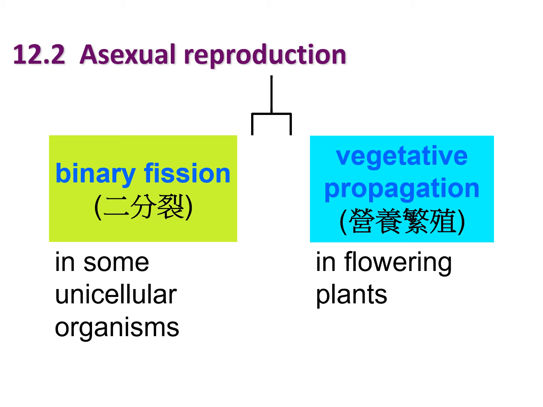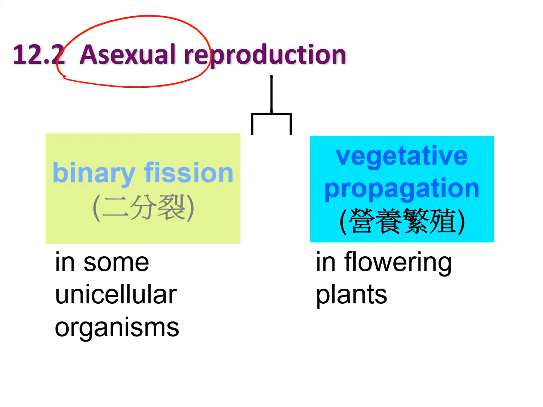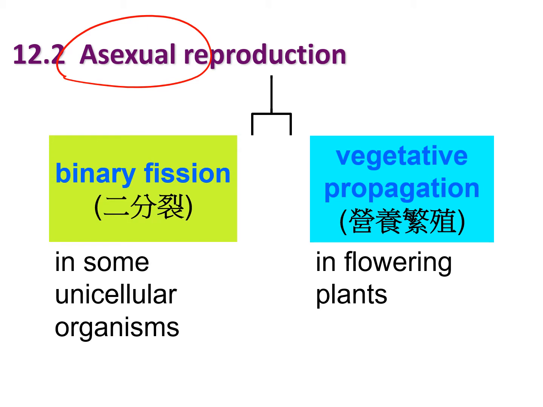Previously, the flower that we have been talking about uses sexual reproduction. They need the male and female gamete, they need fertilization. But for now, in this lesson, lesson 4, we're going to talk about asexual reproduction. Asexual, that means 無性嘅. That means in this type of reproduction, you do not need male or female gamete. No need. So there are two types of asexual reproduction.